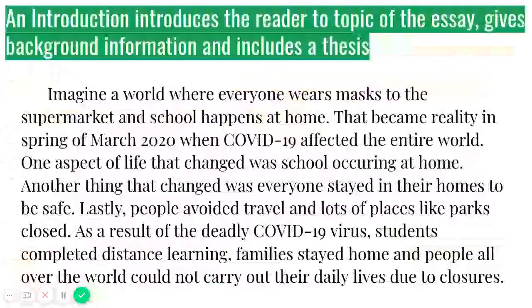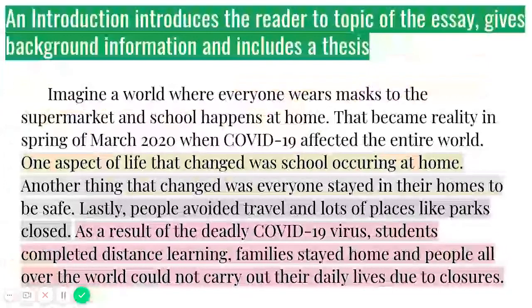So this is an introduction. Imagine a world where everyone wears masks in the supermarket and school happens at home. That became reality in March 2020 when COVID-19 affected the entire world. One aspect of life that changed was the school occurring at home. Another thing that changed was everyone stayed in their homes to be safe. Lastly, people avoided travel and lots of places like parks closed. And as a result of the deadly COVID-19 virus, students completed distance learning, families stayed at home, and people all over the world could not carry out their daily lives due to closures.